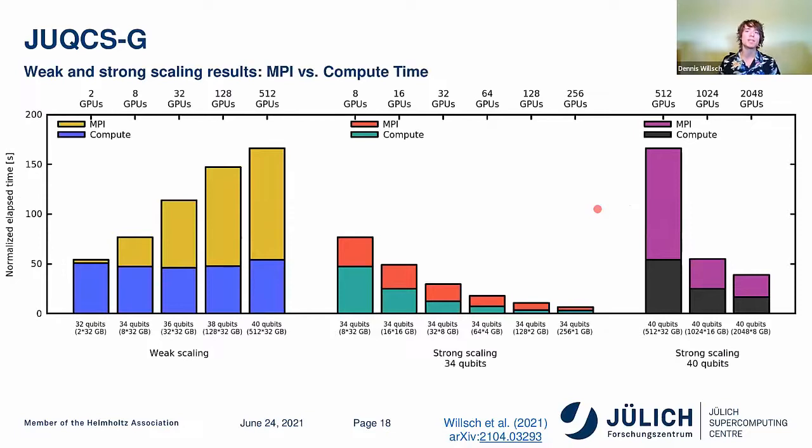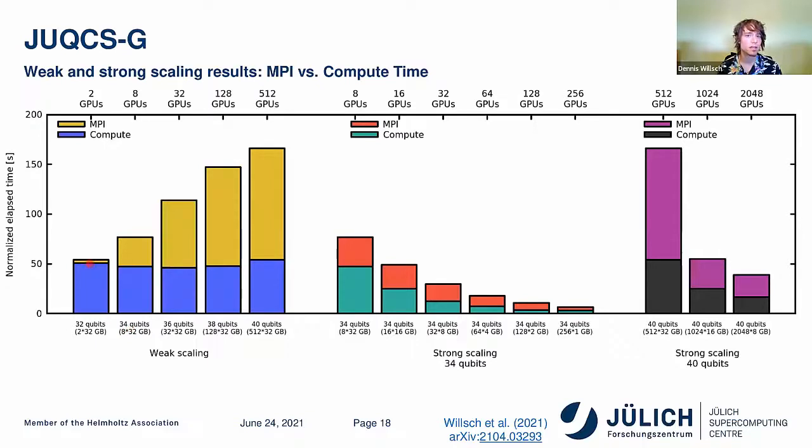So this is the same data as before, but now plotted not in logarithmic scale, because then we can indicate what part of the runtime is used for the computation and what part of the runtime is used for the memory transfer between the GPUs. And you see for the weak scaling that the computation time is always constant. So that's the ideal case, that's the ideal result. So it could not be better. But you see that the transfer time between the GPUs increases linearly. And also this is to be expected because for a larger problem, there is more data that needs to be transferred.